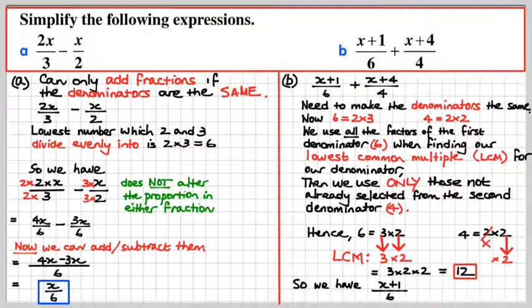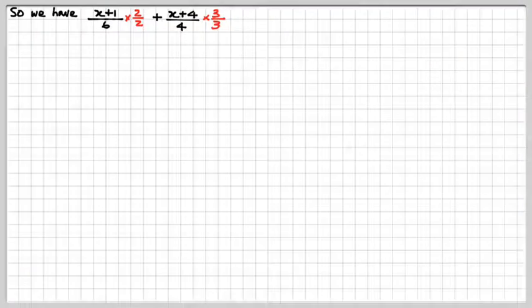That's the first term up here, x plus 1 over 6, and we're going to multiply it. Now what do you need to do to 6 to make it into a 12? You need to times it by 2. So you do the same top and bottom. There you go. Now the second term was this one from up here, and we're going to multiply that 4 by what to get to 12? 3. And we do the same top and bottom. Yep. Excellent. Now, we'll go over the page and recap.